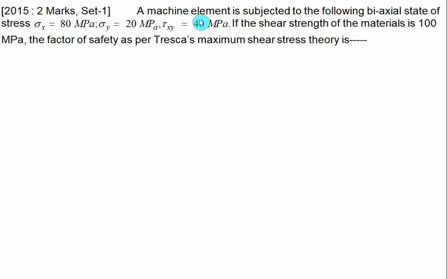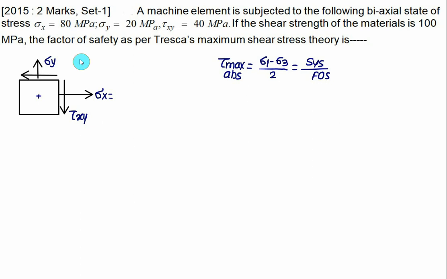A machine element is subjected to the following biaxial state of stress: sigma x, sigma y, and tau xy are given. So using sigma x, sigma y, tau xy, we can very well calculate the average stress, tau max, and then we can calculate the values of sigma a and sigma b. Once we find sigma a and sigma b, we'll arrange them in the order sigma 1 greater than or equal to sigma 2 greater than or equal to sigma 3. Find the factor of safety according to the Tresca theory, and we have been given the shear strength equal to 100. So according to the maximum shear stress theory, tau max absolute value is (sigma 1 minus sigma 3) by 2 equal to SYS divided by factor of safety.